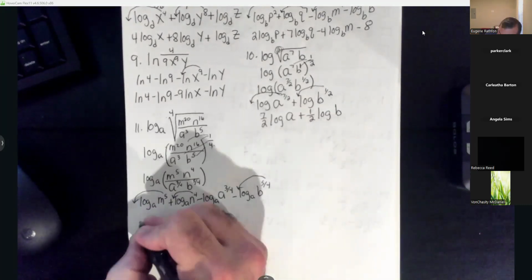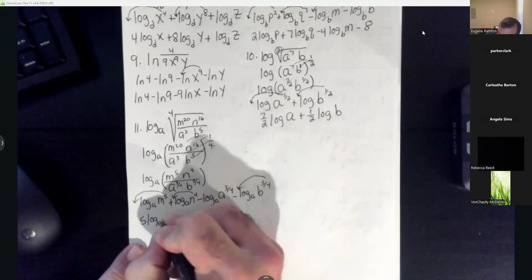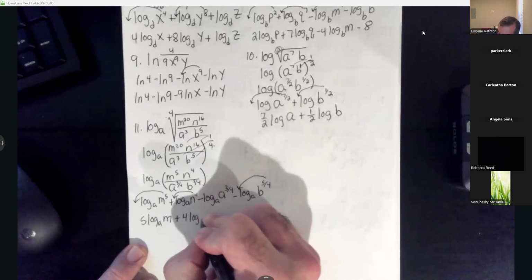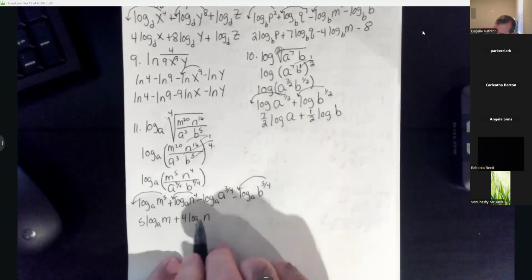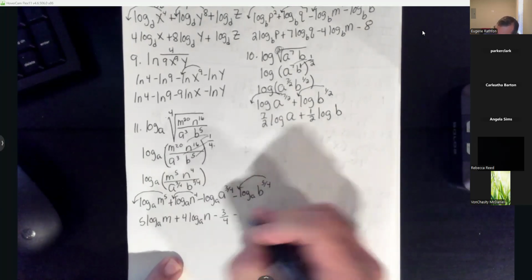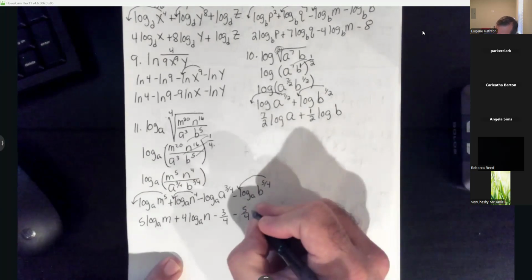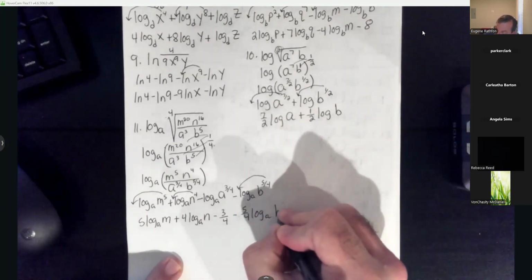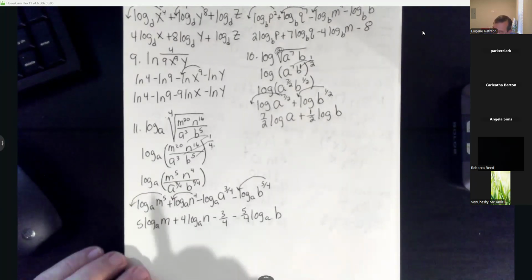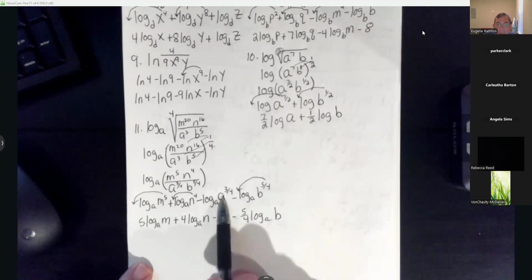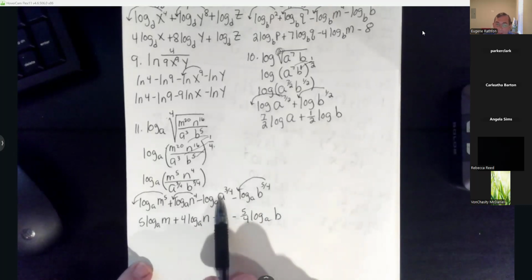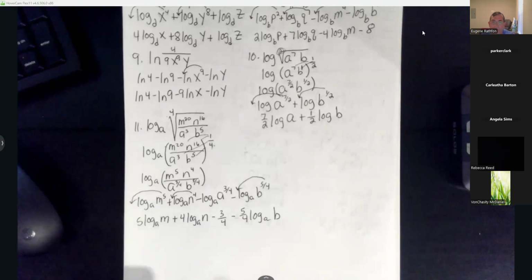So our final answer here would be 5 log a of m plus this one gives me a 4 log a of n minus, we said this one was 3/4, and then minus 5/4 log a of b. So at this last stage, you really got to notice if these bases are matching the base of the raised exponent. Okay, so you always got to take care of those, and their simplified form would be the 3/4.